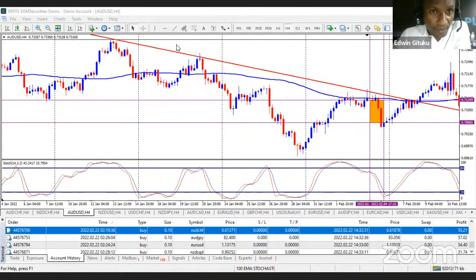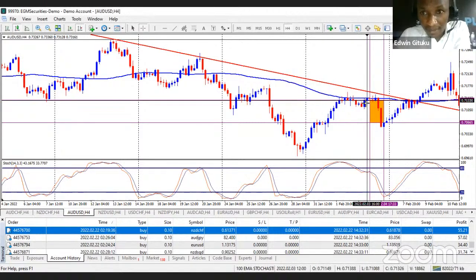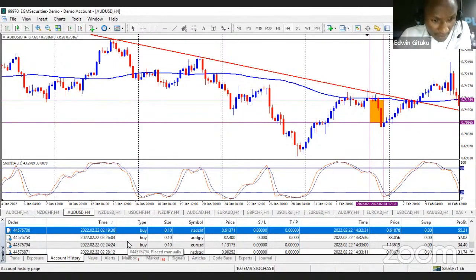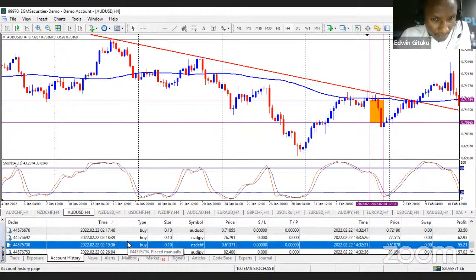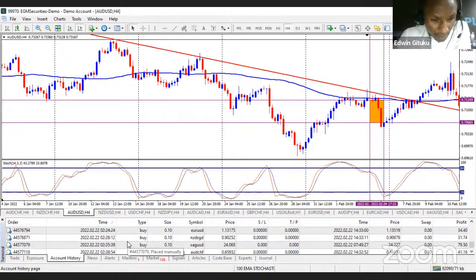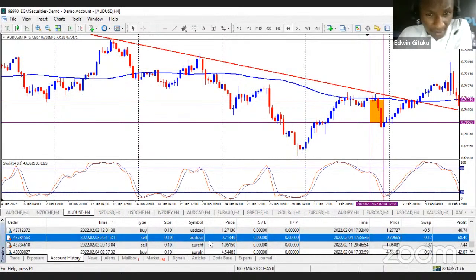So with this move, you could have gotten anything between 0 up to around 80 pips, 80 to 85 pips. That was in early Feb, if I remember correctly. So this is a setup. It was a sell position at 0.7134, exit at 0.7066.